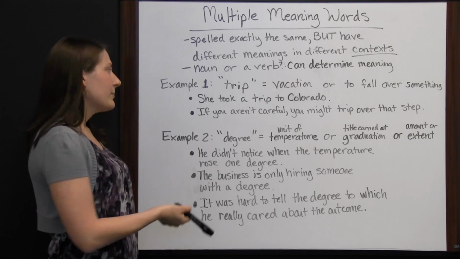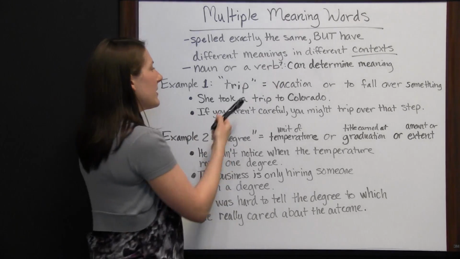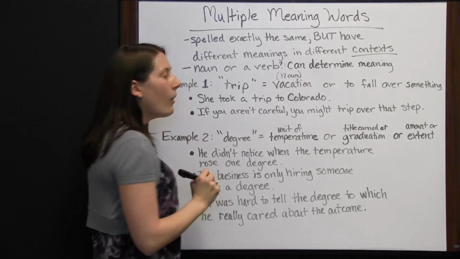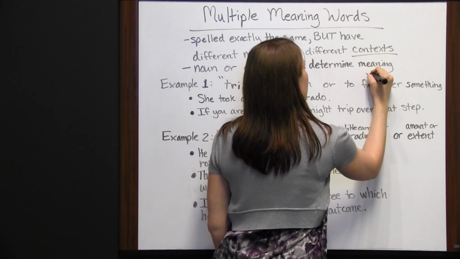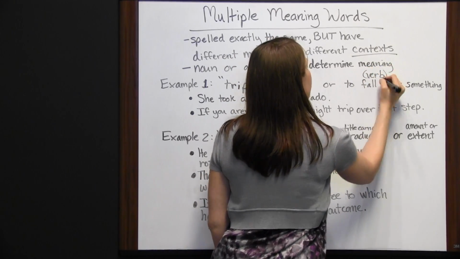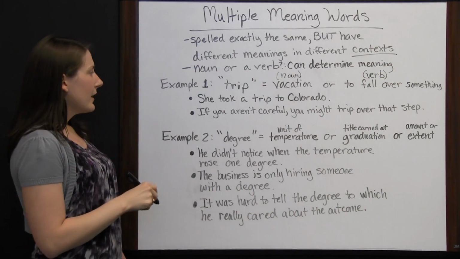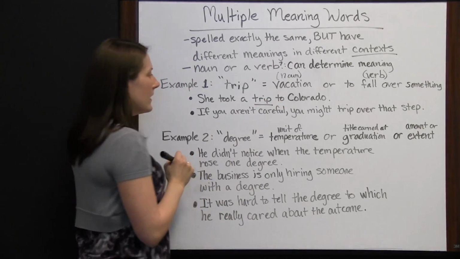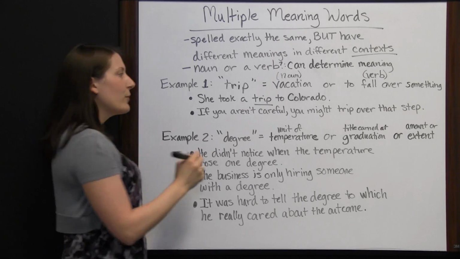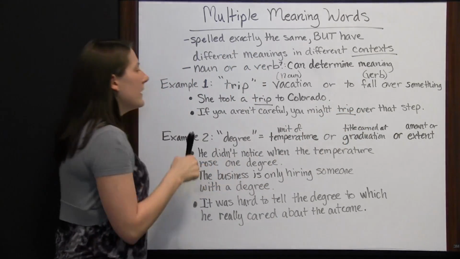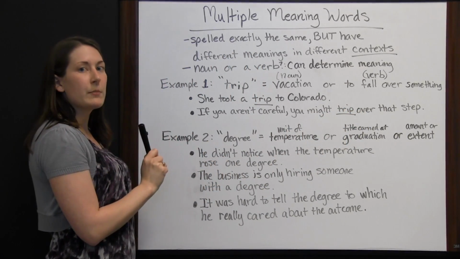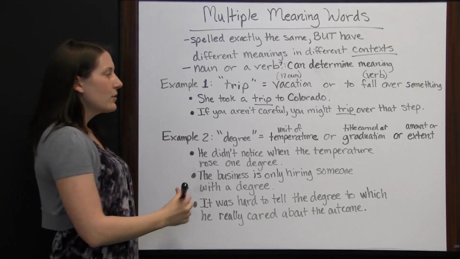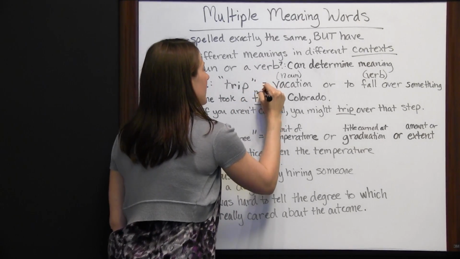So let's look at our first example. Trip. Trip can be a vacation, which is a noun, or it can mean to fall over something, which is a verb. So when we look at our sentences, she took a trip to Colorado. If you aren't careful, you might trip over that step. In this sentence, she took a trip to Colorado. She's taking a vacation. So you know this is a noun.